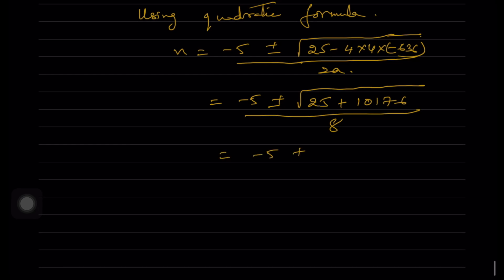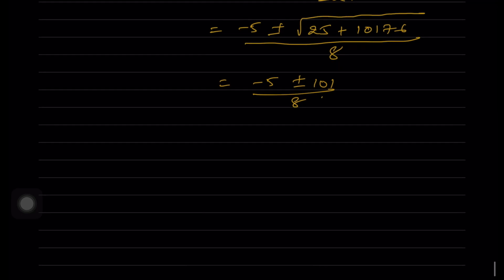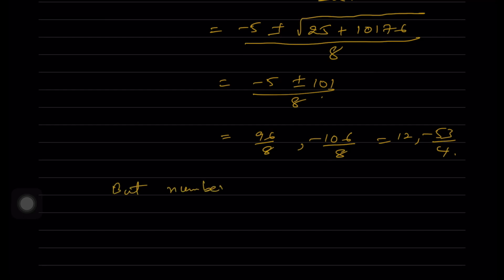So which is equal to minus 5 plus or minus root of 10201, which is 101, by 8. So which is equal to 96 by 8 or minus 106 by 8, which is equal to 12 comma minus 53 by 4. Since the number of terms cannot be negative, n is equal to the positive value, that is 12. Hence the number of terms is equal to 12.